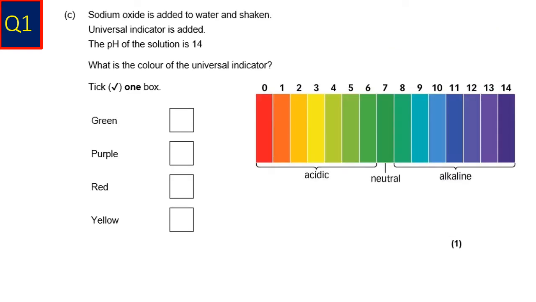Question 1c, sodium oxide is added to water and shaken. Universal indicator is added. The pH of the solution is 14. What is the colour of the universal indicator? So we can use our pH scale here to select the right one.